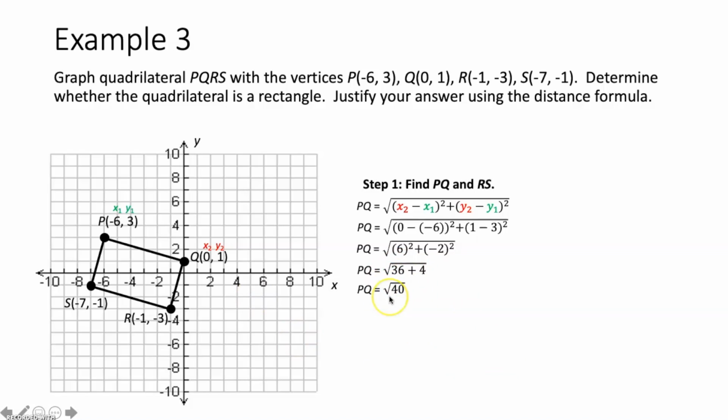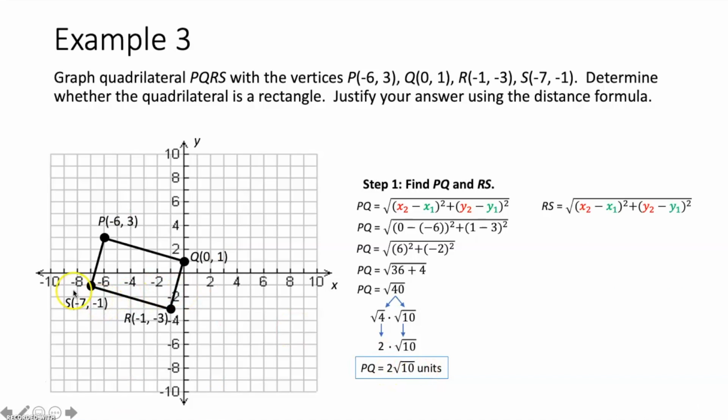Now rad 40 can be simplified. To simplify a radical, we break it up into two numbers that multiply together to make 40, one of which has to be a perfect square. So that would be 4 and 10. So we break that up into rad 4 times rad 10. We chose 4 because it's a perfect square. The square root of 4 we know is 2, so it comes out of the radical. Square root of 10 we can break up into rad 5 times rad 2, but neither of those are perfect squares, so we can just leave this rad 10. So the distance or measure of segment PQ is 2 rad 10 units.